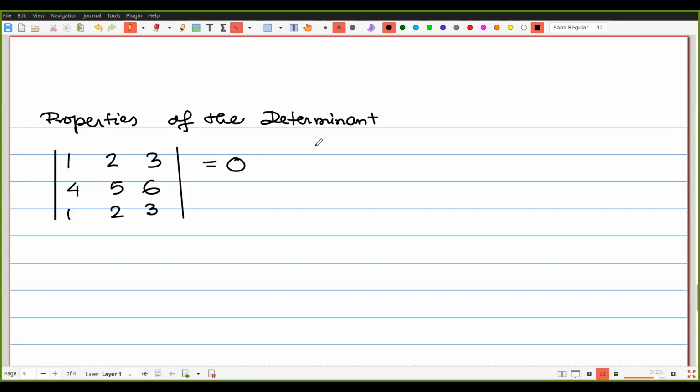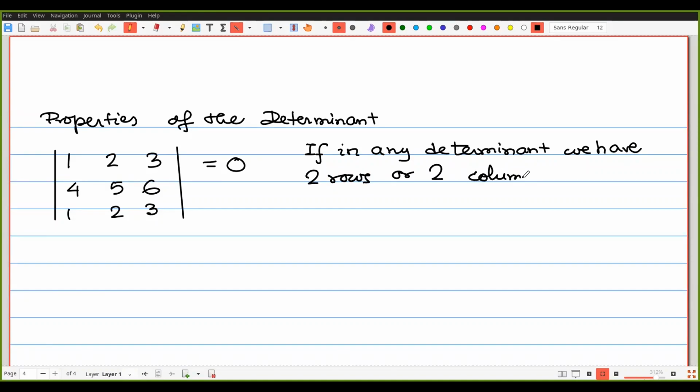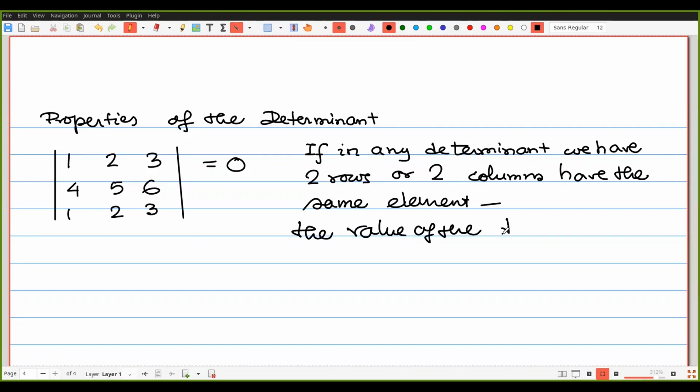Right? Sorry, row 1 and row 3. First row and third row. If in any determinant we have two rows or two columns that have the same elements, the value of the determinant is 0.